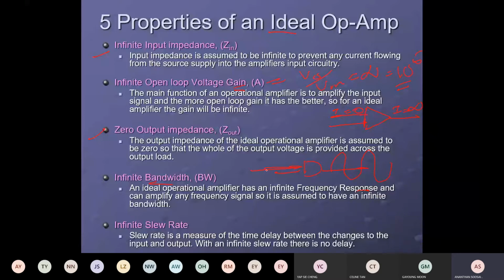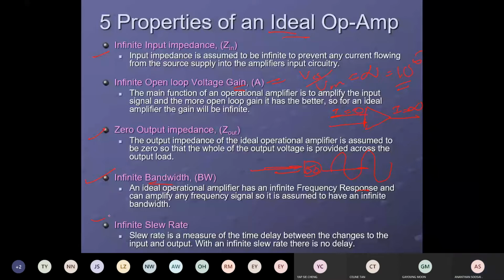If the signal exceeds the bandwidth, what happens? The amplification won't reach the desired level. Let's say the amplification has to increase the signal by 50 times. But if we are outside the bandwidth, it won't amplify 50 times. It might amplify only about 25 times. So it's a big problem if you exceed the bandwidth. So infinite bandwidth for the ideal op-amp, and finally infinite slew rate.